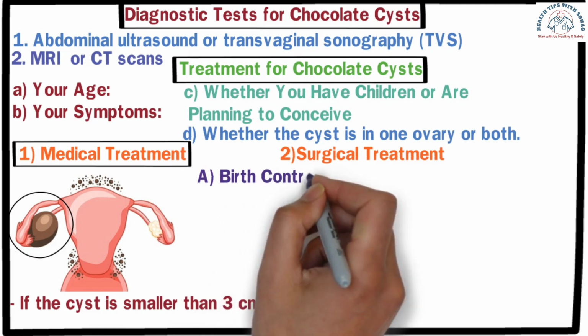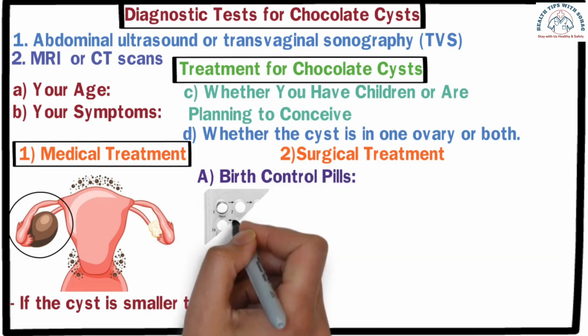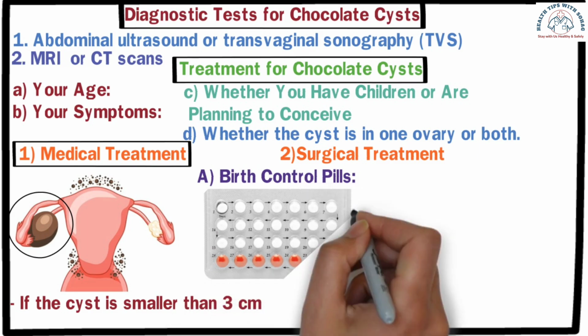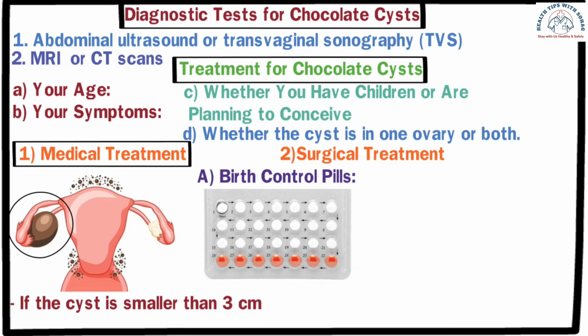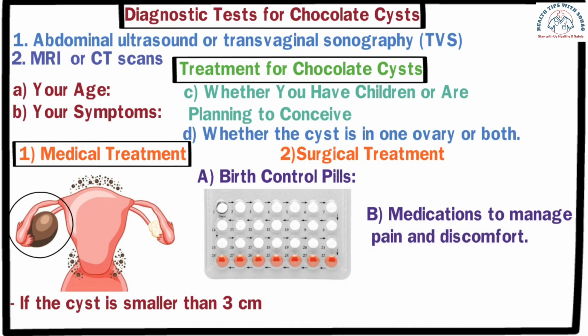This typically involves birth control pills. This prevents ovulation, which helps to stop the cyst from growing and can also reduce the pain. However, this is not a permanent solution. Medication to manage the pain and discomfort.